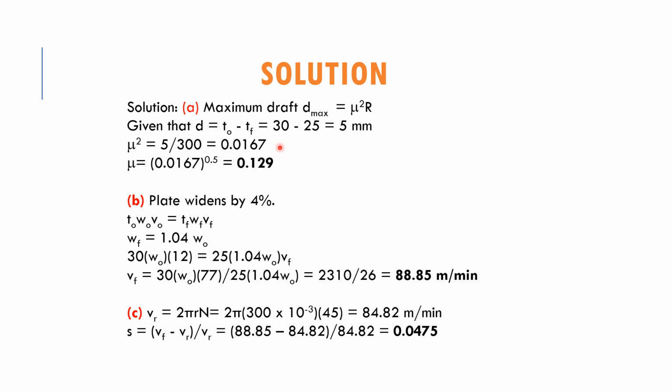Now, for A, they want the maximum coefficient of friction. So the only equation that we can use to calculate the coefficient of friction will be d max equal to coefficient of friction squared times the R, right? It's already given the d value, which is 30 minus 25, which is 5 mm, so this will be reduced in one draft, one rolling process. Based on this, we can calculate the coefficient of friction. Then the final value will be 0.129.